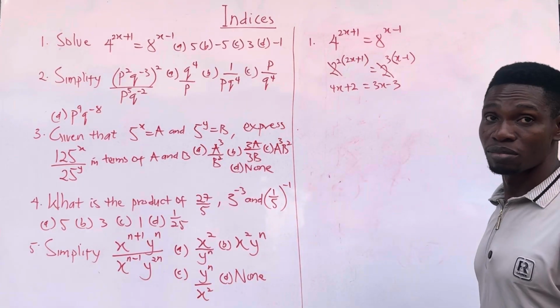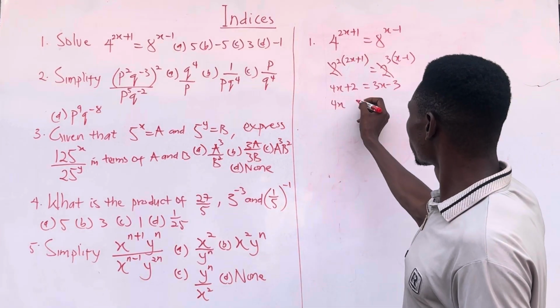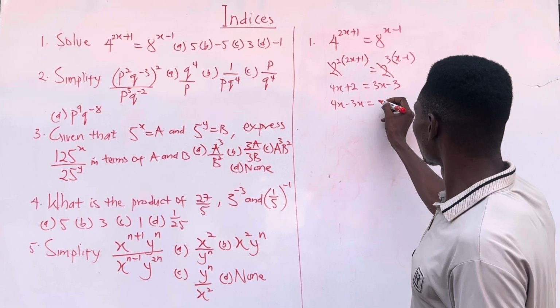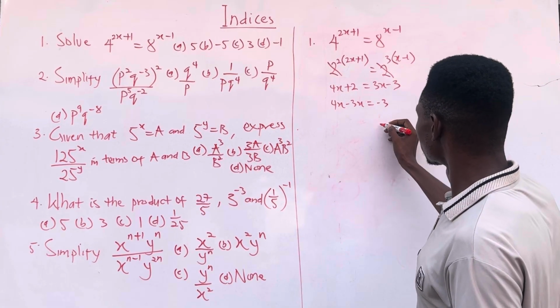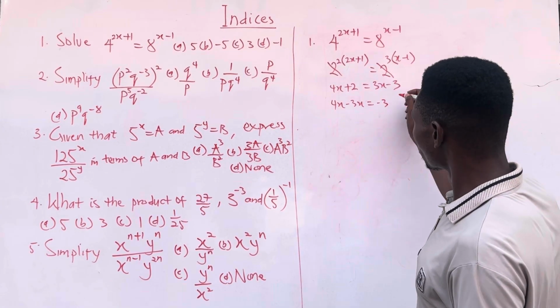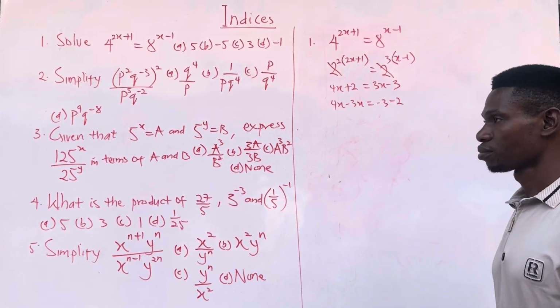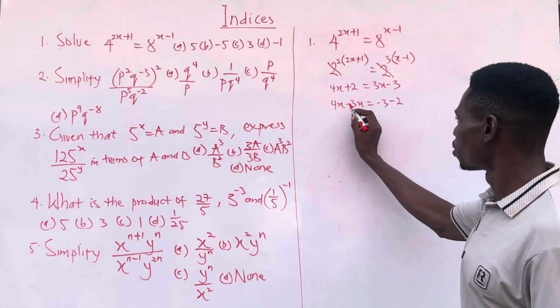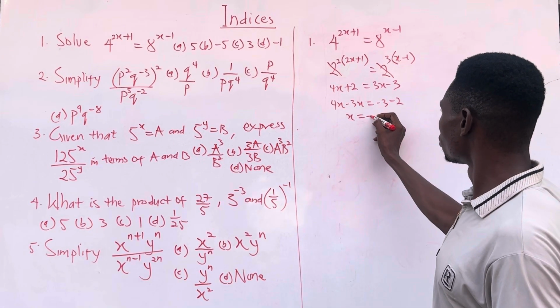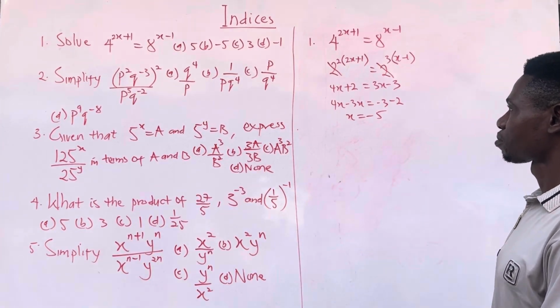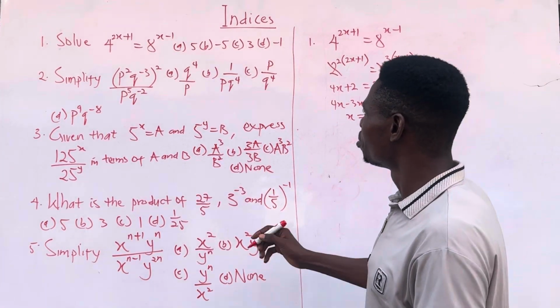So let's collect like terms quickly. Here we have 4x minus 3x equal to minus 3, and this plus 2 here becomes minus 2. And now 4x minus 3x, that's x equal to minus 5. And that will be option B.